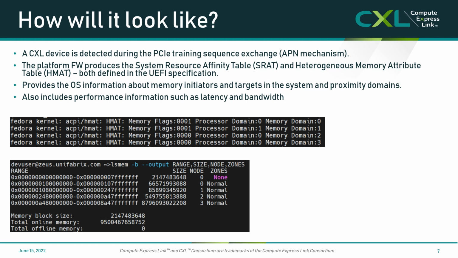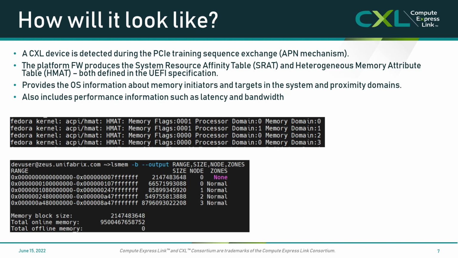And then the platform firmware will produce, in this case, that's a .mem device, and the firmware will produce a system resource affinity table and heterogeneous memory attribute table. Both are defined in the UEFI spec. These are ACPI tables. And these provide the OS information about the memory initiators and targets and the system and proximity domain. It also includes performance information, by the way, such as latency and bandwidth information.